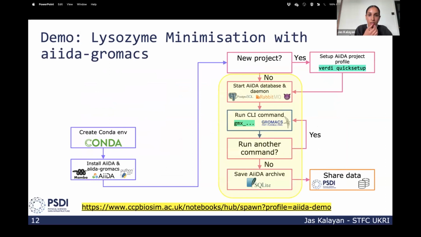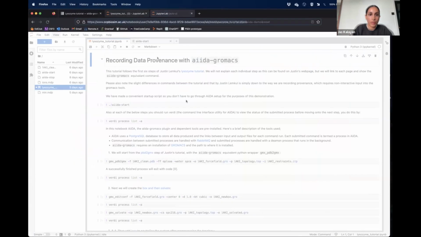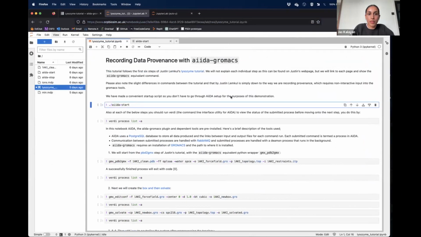And I think I'll move on now to a demo of using aiida-gromacs, and hopefully how easy it is to use and how similar it is to actually using GROMACS. So I will load this up. We have a tutorial for recording data provenance with aiida-gromacs.